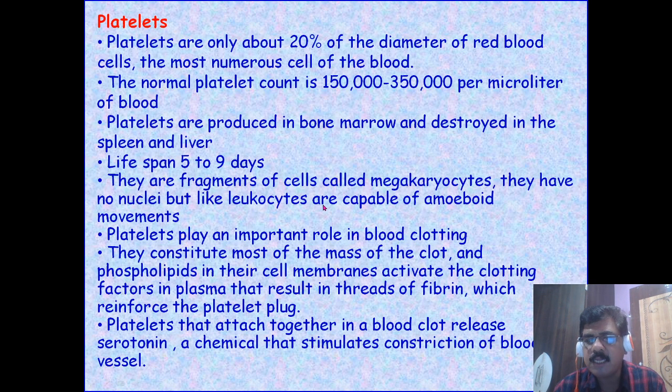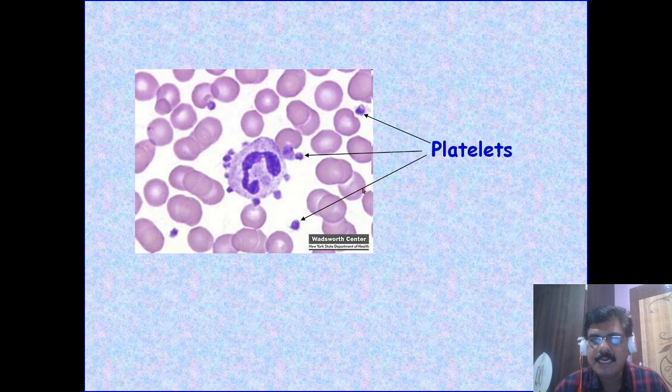They are fragments of cells called megakaryocytes, and they have no nuclei, but like leukocytes, they are capable of amoeboid movements. Their important role is in blood coagulation or blood clotting. They constitute most of the mass of the clot, and phospholipids in their cell membrane activate the clotting factors in plasma, which results in the threads of fibrin which form the platelet plug. These are the platelets which are present along with the blood.